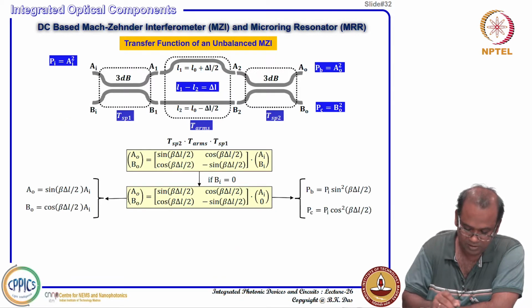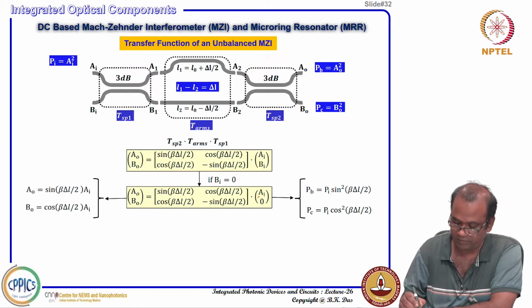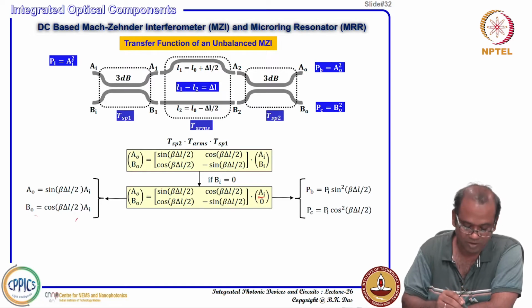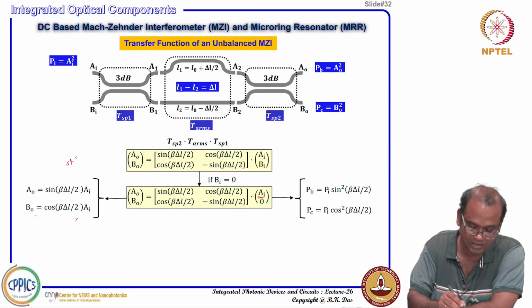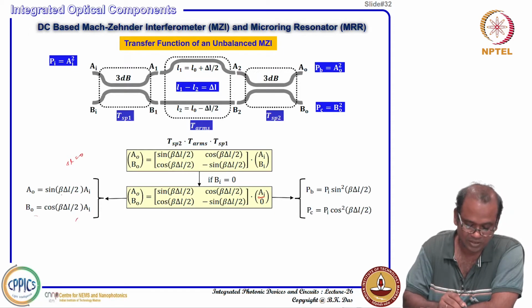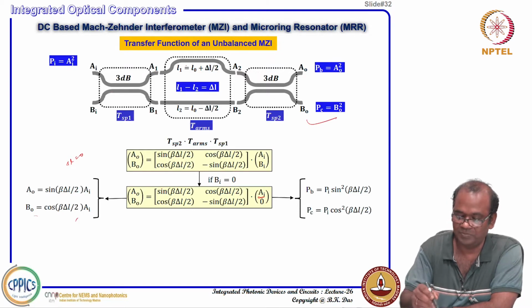We get one thing: A naught will be sin(beta delta L by 2) times AI, and this one will be 0, and B naught will be this one. So, you see A naught will be a sine function of delta L, and B naught will be a cosine function of delta L. Beta is the propagation constant. Again, if you just put delta L equal to 0, that means balanced, then A naught will become 0, and B naught will become AI. That means the entire thing would come here if it is balanced.